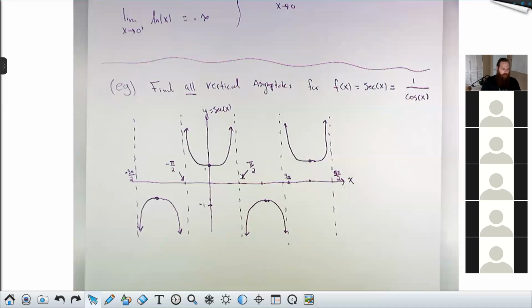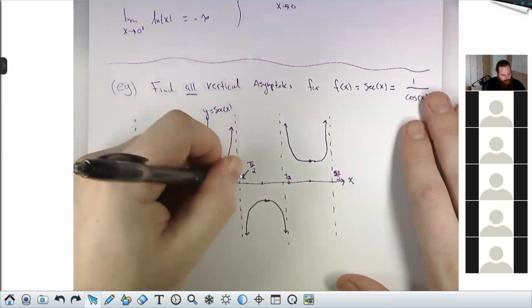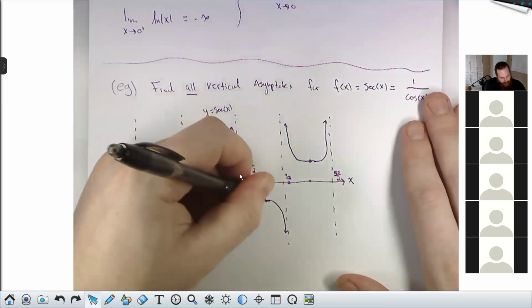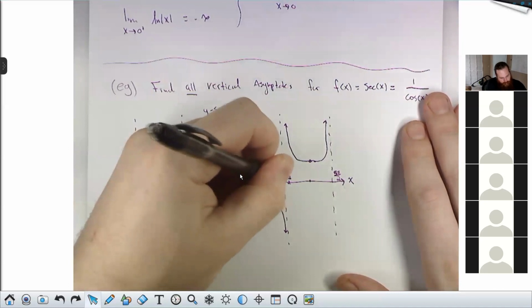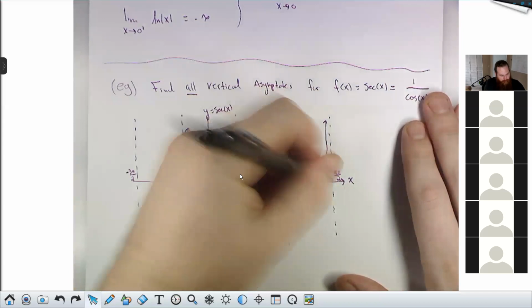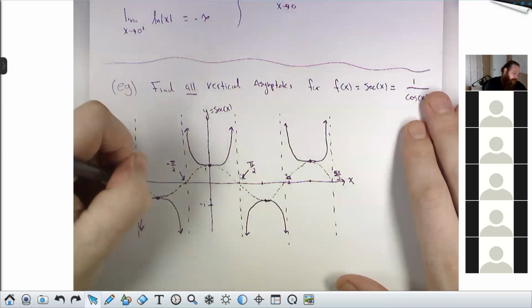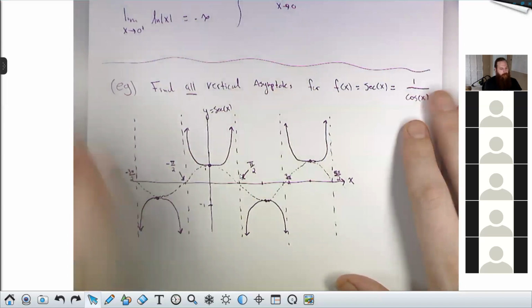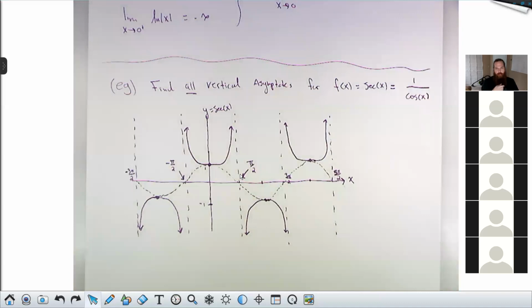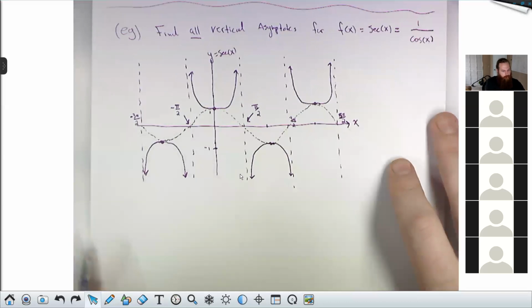Some people I've seen draw the graph of cosine in here on top of this. Kind of help them visualize what's going on. And you'll see that the places where cosine is 0, those are the places where the graph of the secant function blows up to infinity or -infinity. So what are all of these? Do we remember enough trigonometry to remember how to write down the set of all vertical asymptotes here?